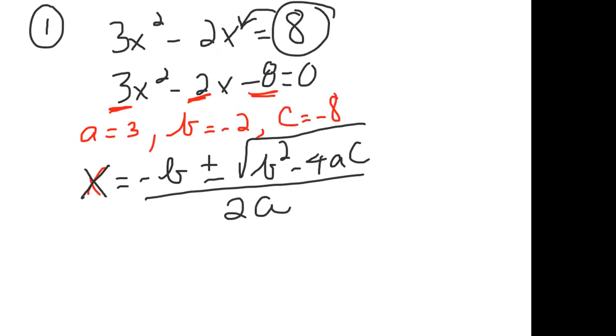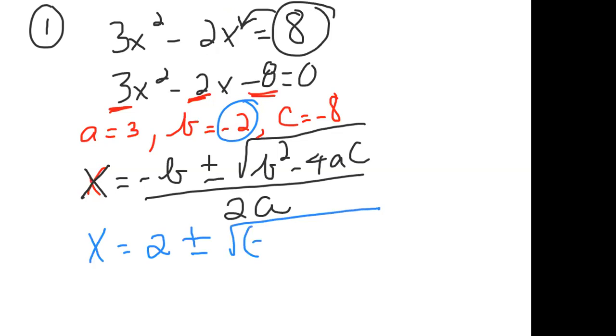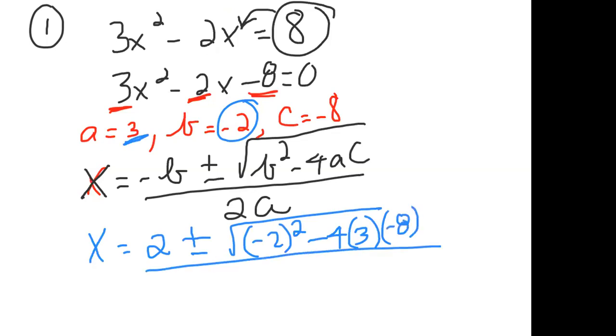So now let's go ahead and substitute those values in there. So x is equal to the opposite of b. Notice b is negative, so it's going to become positive. Plus or minus the square root of. Be careful, guys, with the signs. Notice how I'm enclosing the negative 2 inside a set of parentheses and squaring it. Minus 4 times a. A is 3. C is negative 8. And all of this gets divided by 2 times a, which is 3.